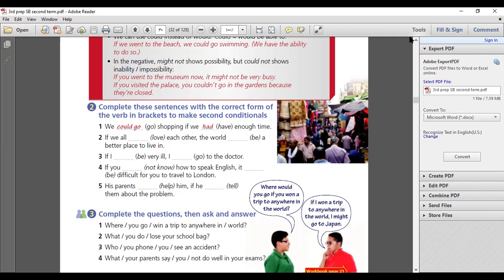Number 5. His parents help him if he tells them about the problem. Be careful, if comes in the middle. His parents might help him. Might, okay, or would. And the second sentence, if he tell them. If he told them. Told, the past simple, told. Okay.